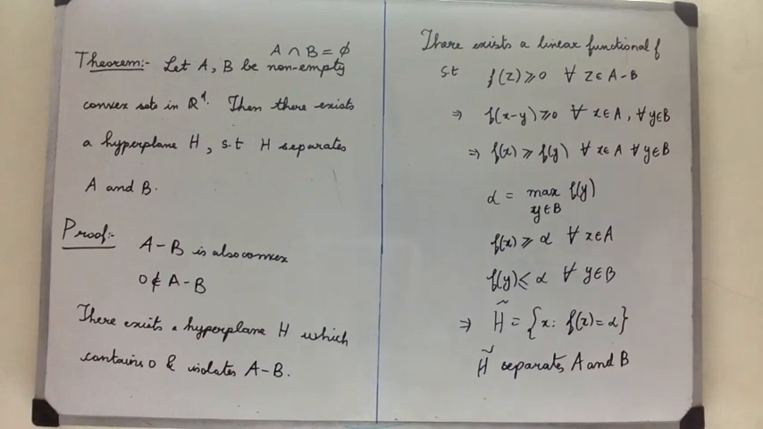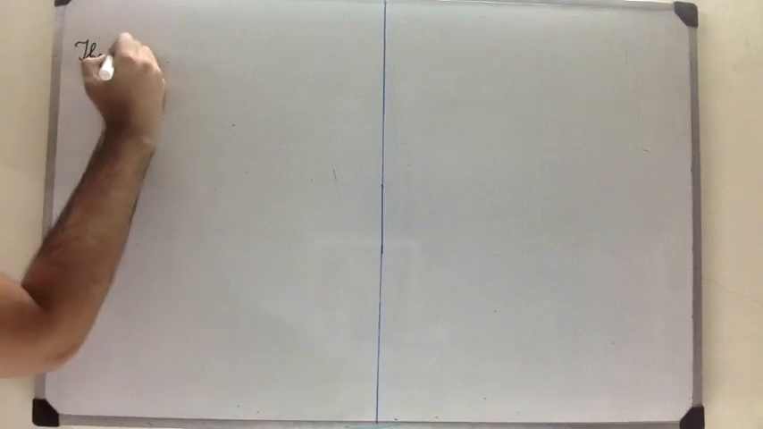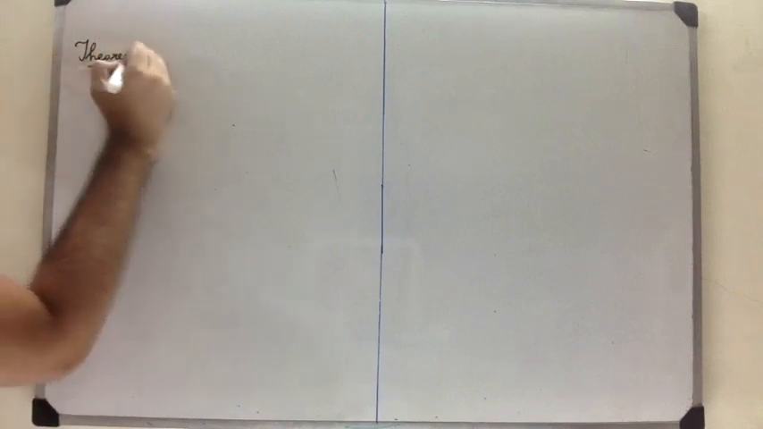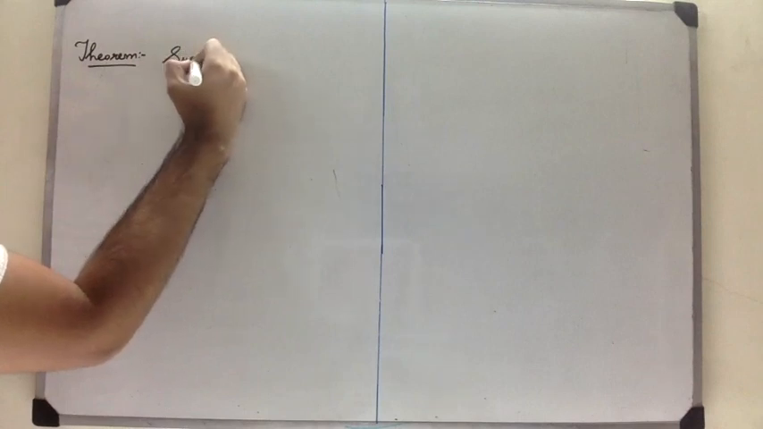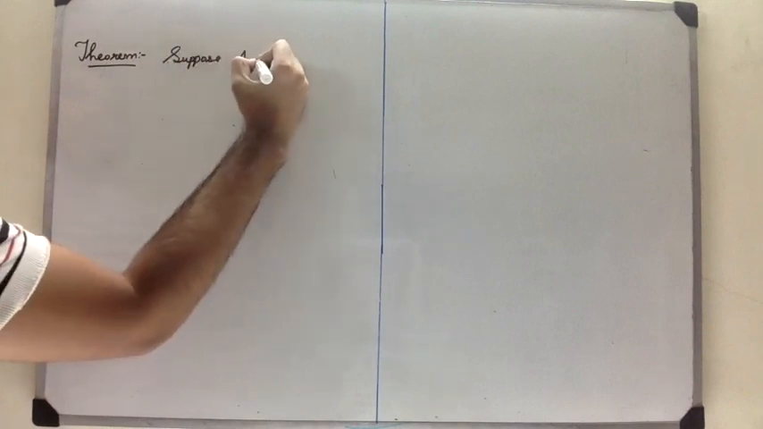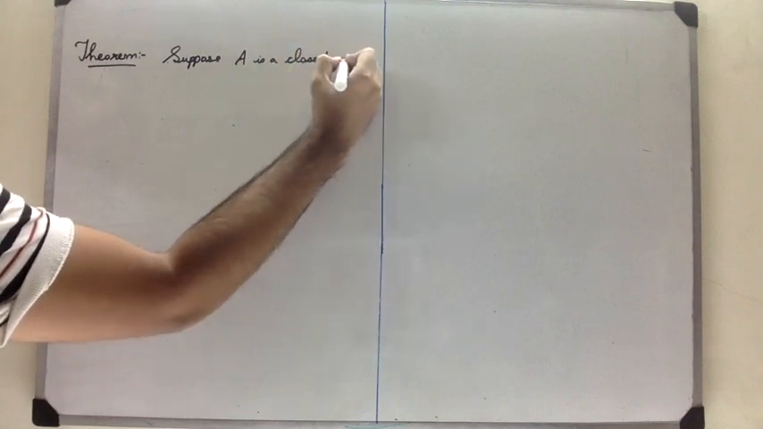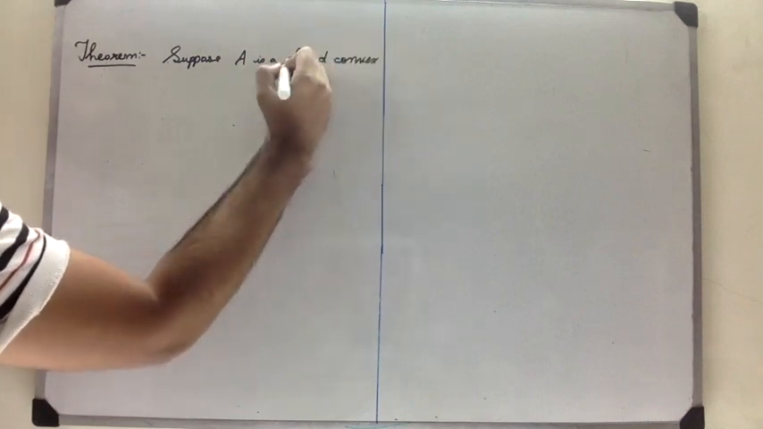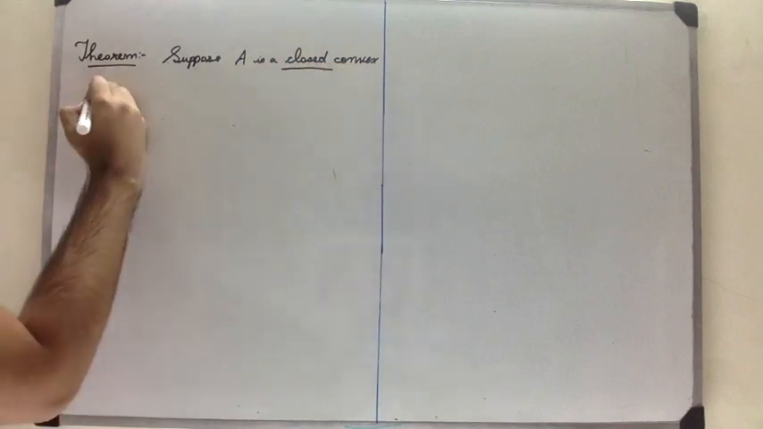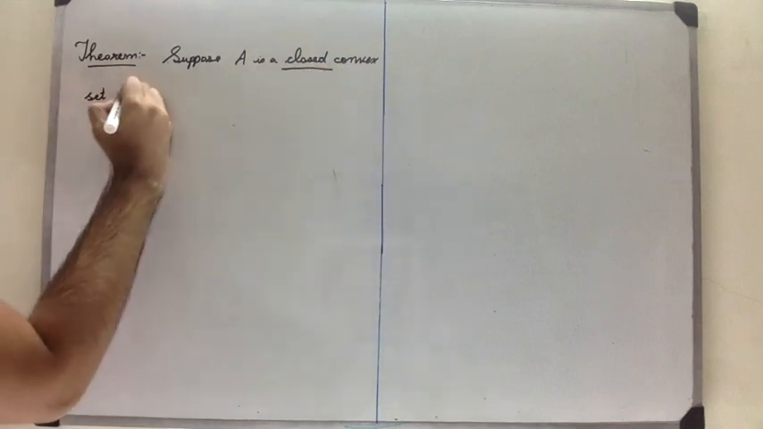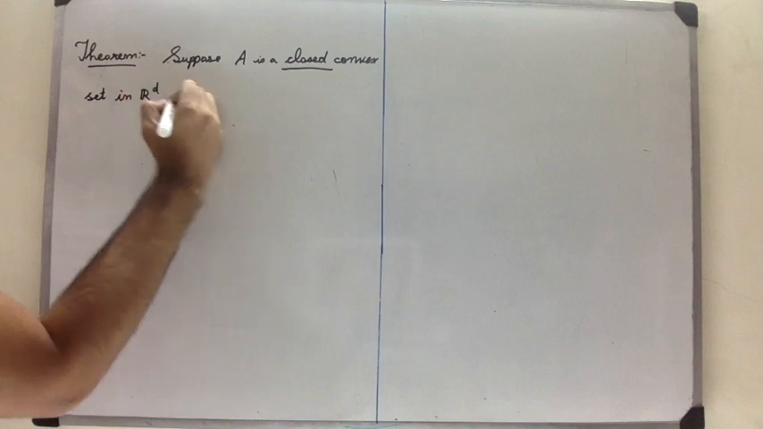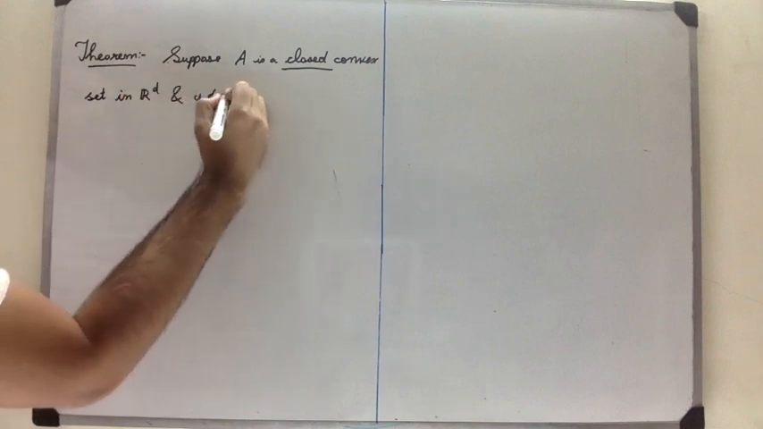Thus, we are done with our theorem. We'll now introduce a different version of the isolation theorem. Suppose A is a closed convex set. Notice this closed, in Rd, and u is not an element of A.